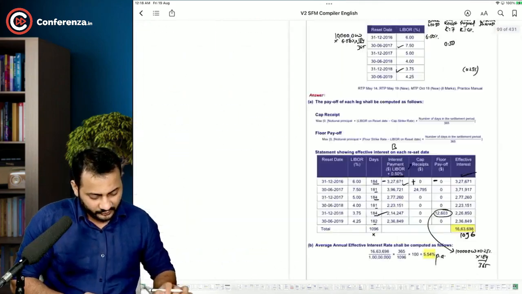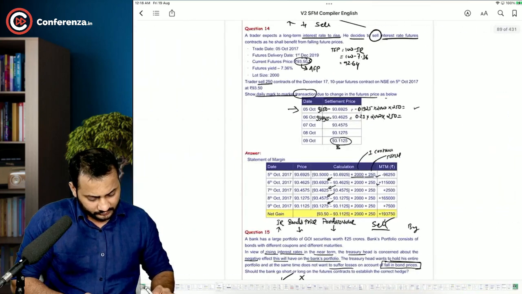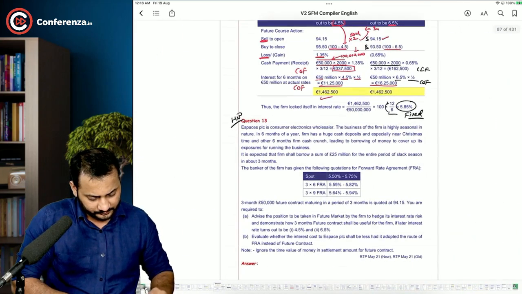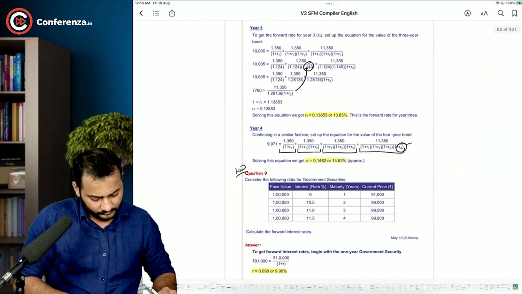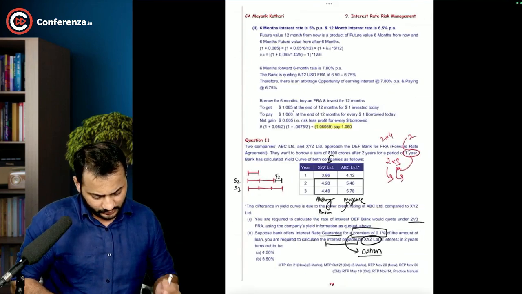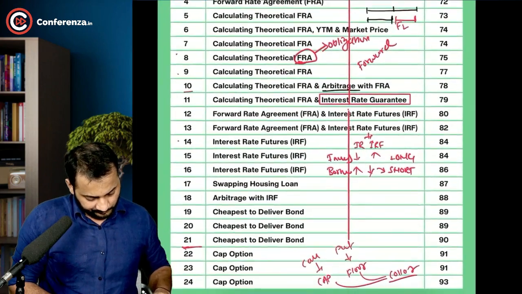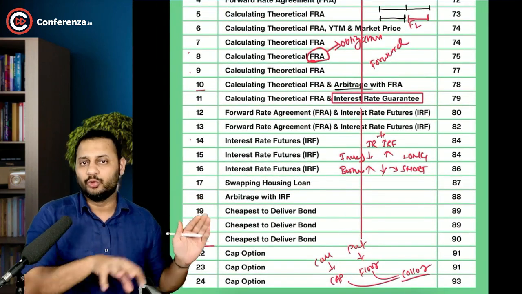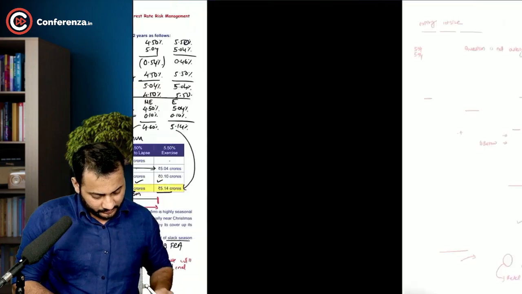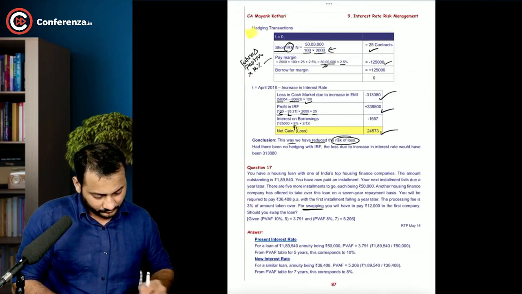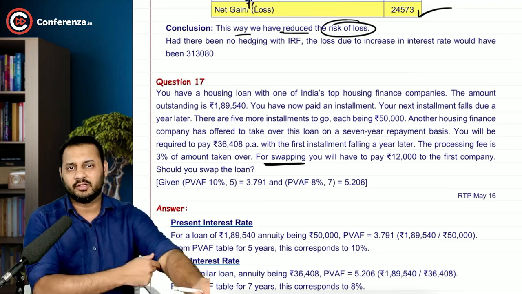One more question is left in the interest rate swaps. Let me just go through that question that we had skipped earlier, because it was on the swapping. Which was the question? Let me just check it in the concept sheet. Yeah, this is question number 17, swapping housing loan. So it is a different kind of swapping. Let's read that question. This is an interesting question, not that difficult, please understand. It's just a present value item that we are going to do in this.